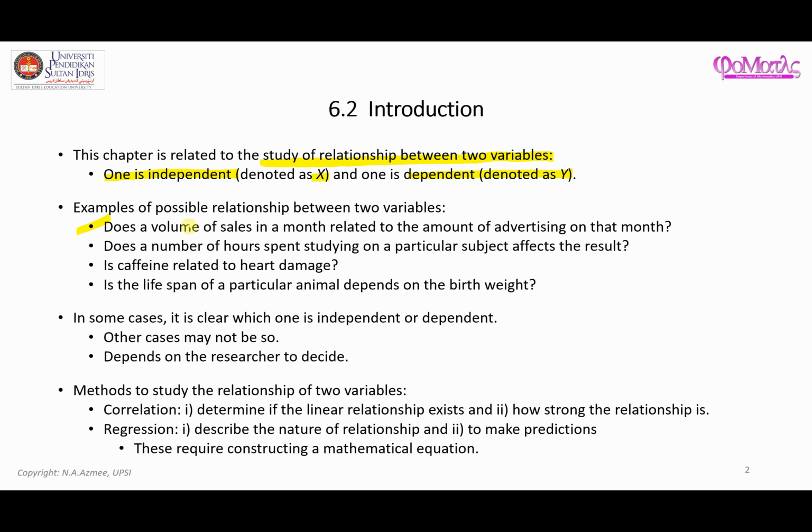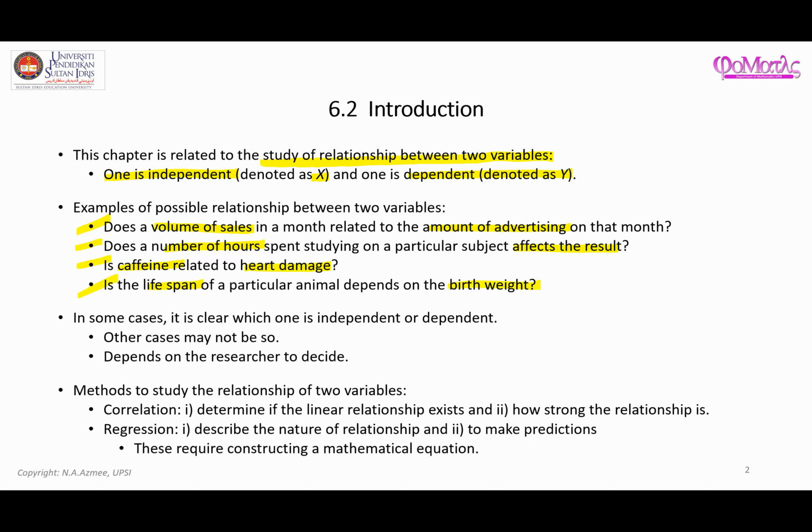Examples of possible relationships are given as such. For example, is the volume of sales in a month related to the amount of advertising? Or does the number of hours spent studying a particular subject affect the result? Is the amount of caffeine related to heart damage? Does the lifespan of a particular animal depend on its birth weight? These are examples of possible relationships you might be interested to investigate.